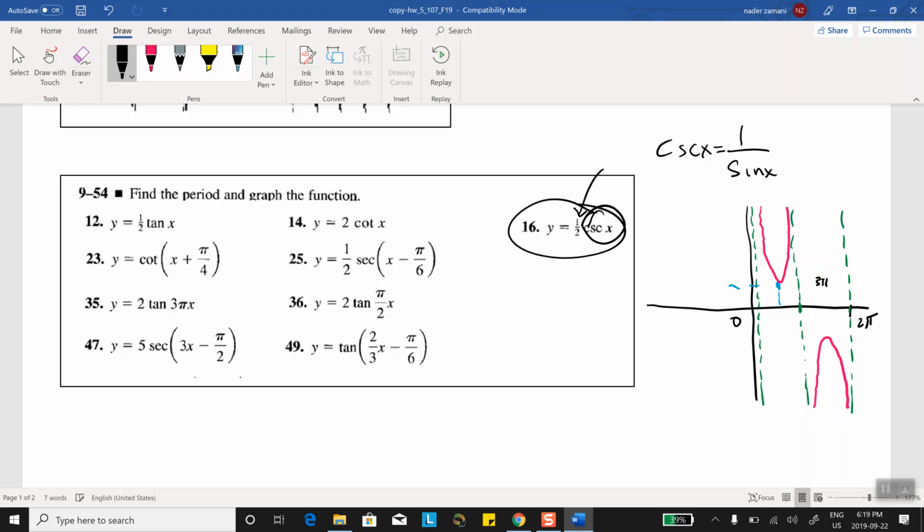3 pi over 2. This is the point 3 pi over 2. The value of sine is minus 1. 1 over sine is also minus 1. And then the function 1 over sine x blows up at these two endpoints.